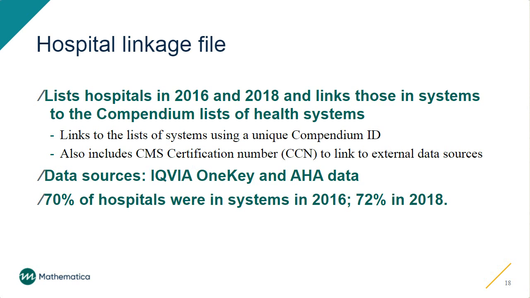The data sources are, again, IQVIA and the AHA data. IQVIA and AHA directly link hospitals to health systems in their data. So for us, we're largely taking that information and just joining it and reconciling any differences between the IQVIA data and the AHA data. And what we found was we ended up linking 70% of hospitals in systems in 2016, and we found that there were 72% in 2018. So a fairly large percentage in both years, and at the hospital level, just a slight increase from 16 to 18. We'll go over later what that looks like for physicians and physician practices.